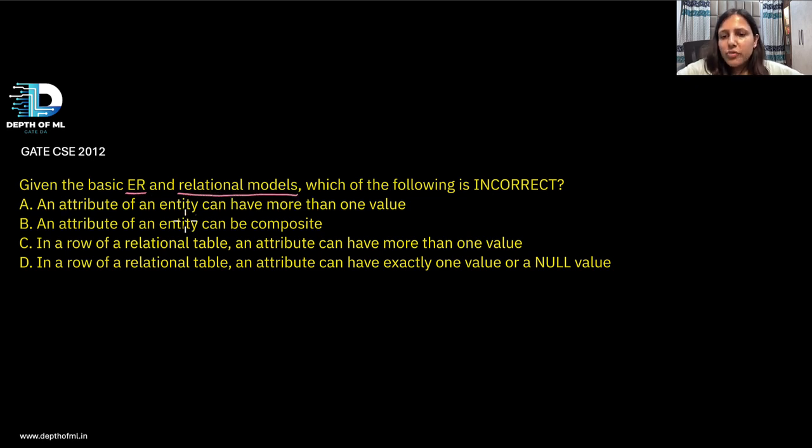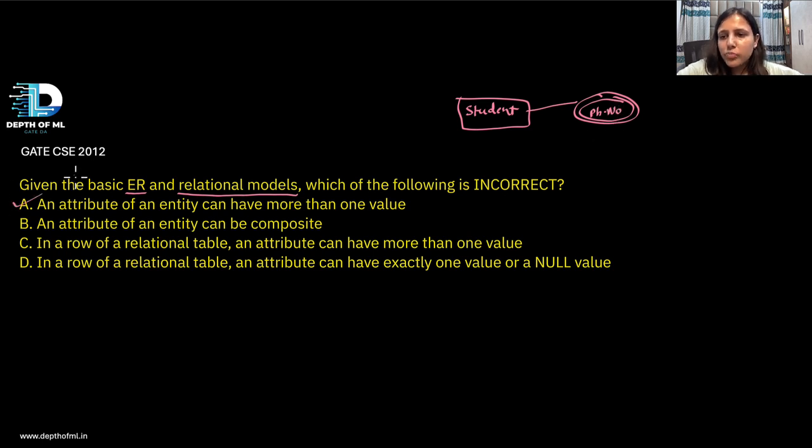So an attribute of an entity can have more than one value, right? So this is correct, right? We know that, say, student is there. So this student can have a multi-valued attribute. So this is allowed in the ER model. It can have, say, phone number, which is multi-valued, right?